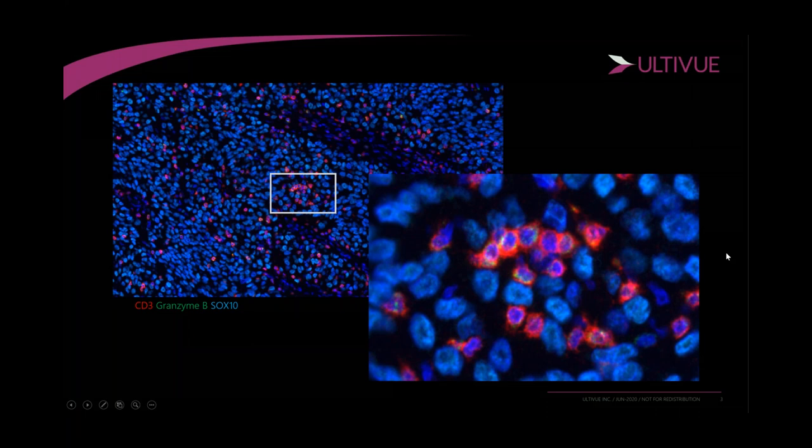So let's just look a little deeper into that one image. What you're actually looking at over here is an FFPE melanoma tissue that's been stained with three markers. These being CD3 in red, granzyme B in green, and SOX10 in cyan. CD3 is going to be tagging your general T cell population. Granzyme B is going to give you a status of cytotoxicity in your cytoplasm regions. And then SOX10 is a nuclear marker used to usually tag melanoma cells.